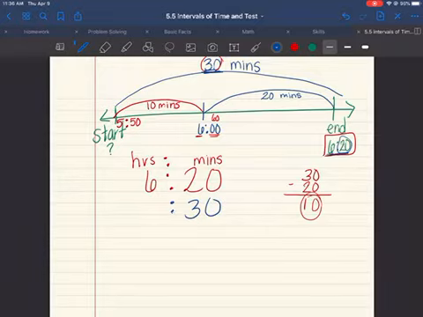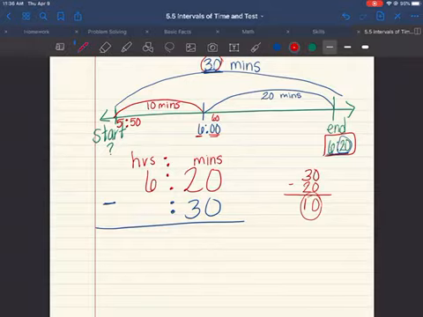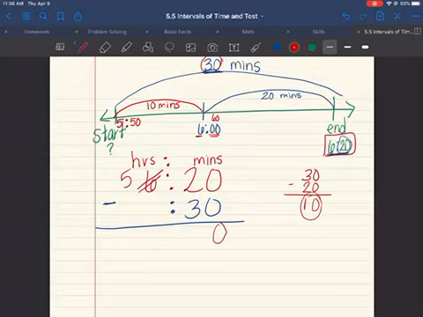And we're going to subtract. So 0 minus 0 is going to be 0. 2 minus 3, you can't. So we have to regroup. So my hour is going to become 5. Now be very careful. When we regroup 1 hour to the minutes, it is not going to become a 12, because 1 hour has 60 minutes. So when it's giving me that 1 hour, I'm actually getting 60 minutes.